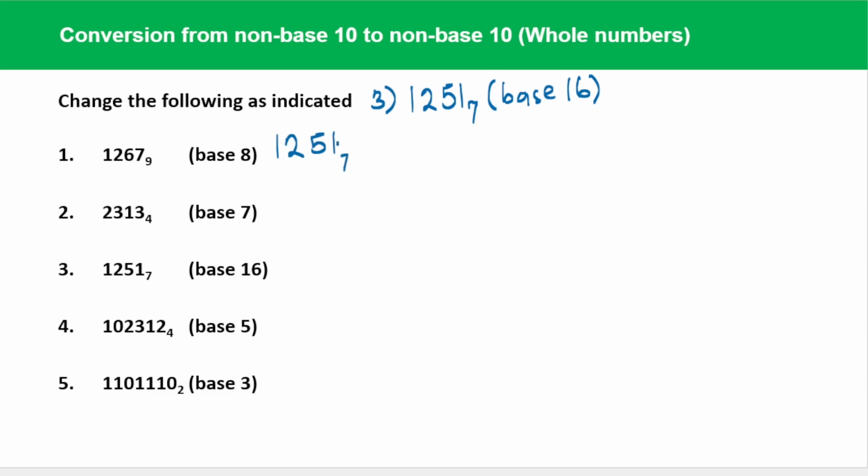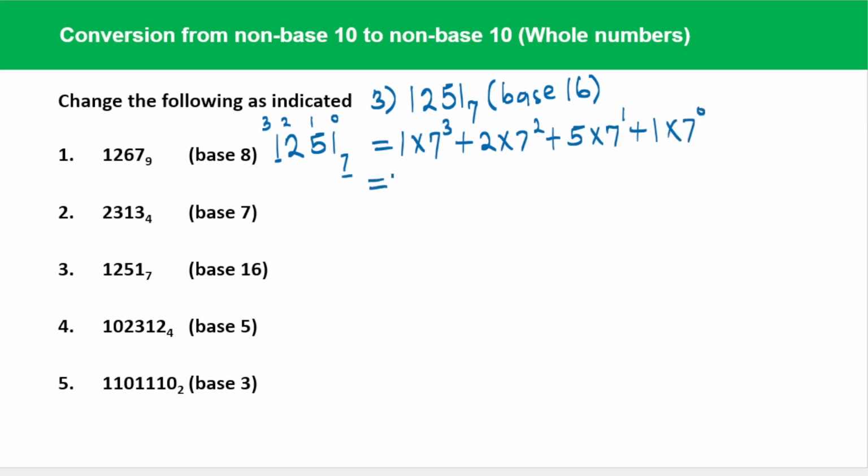1251 base 7. We'll do that by assigning powers of 0, 1, 2, 3. The next step will be to use each digit to multiply the base raised to the power assigned to the digit. So this will be 1 times 7 to the power of 3 plus 2 times 7 to the power of 2 plus 5 times 7 to the power of 1 plus 1 times 7 to the power of 0.